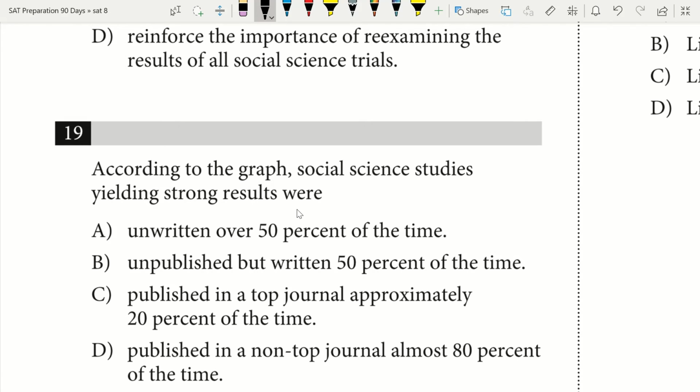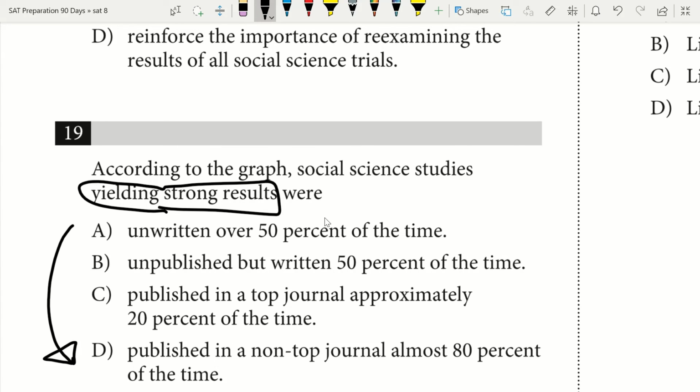Well, in this case, since I see options A through D are all pretty short, what I'm actually going to do is go to my graph and take a look at the science studies that yield strong results, and see what I see in the graph. Then I'm going to go through A through D and take a look at the answer choices.